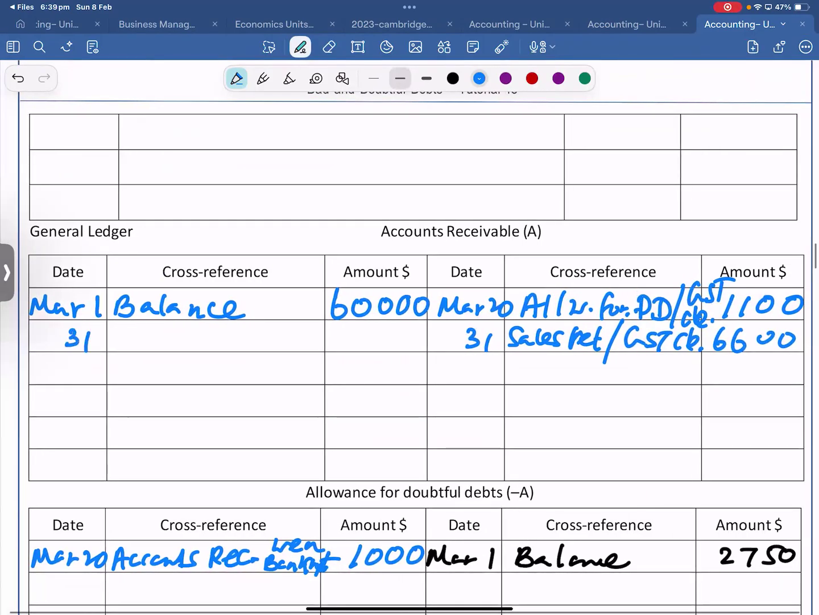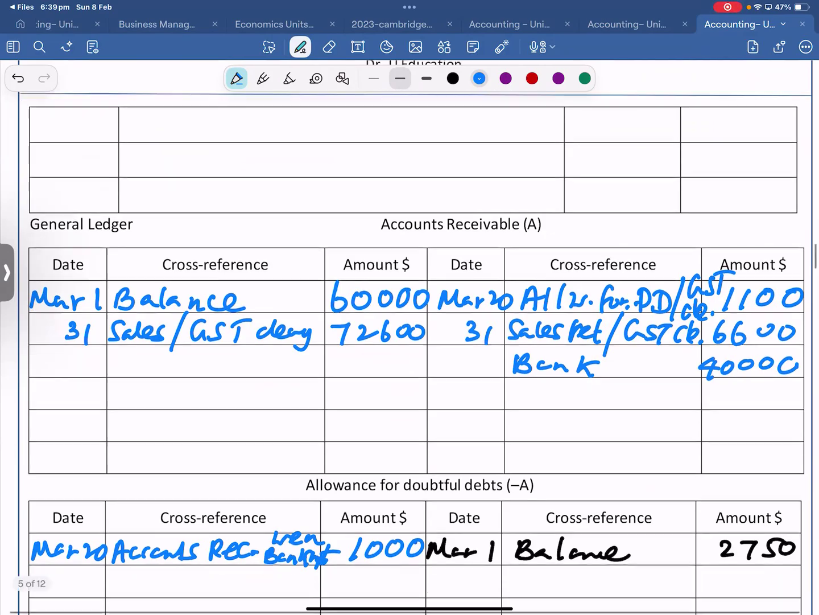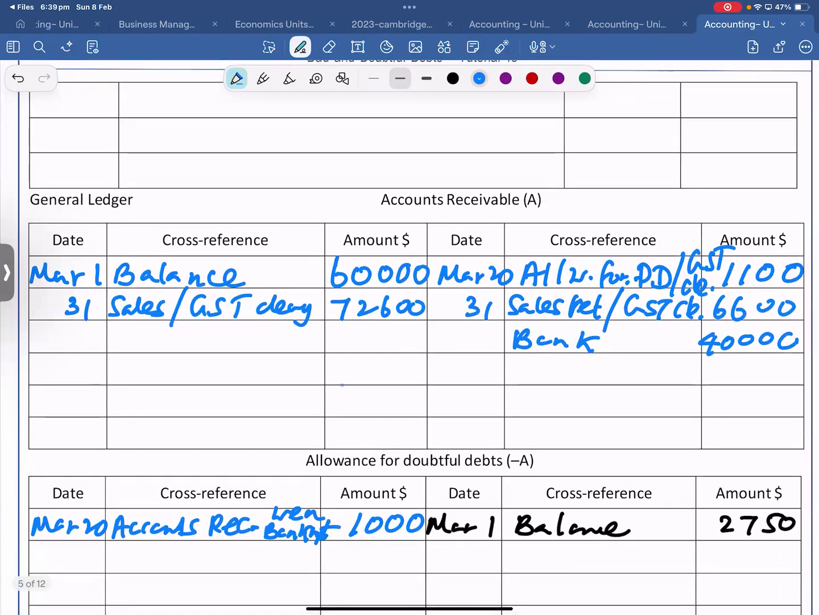March 31st. Sales slash GST clearing, 72,600. Cash receipt was 40,000. Yeah, 40,000, and also there was discount. No discount. Yes. Then it's basically a matter of balancing. You can balance it.